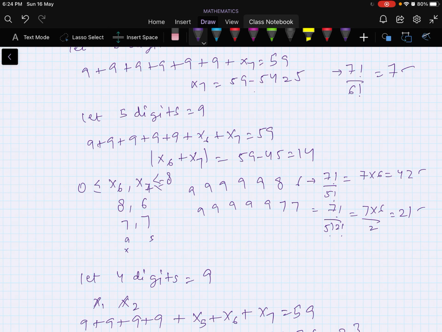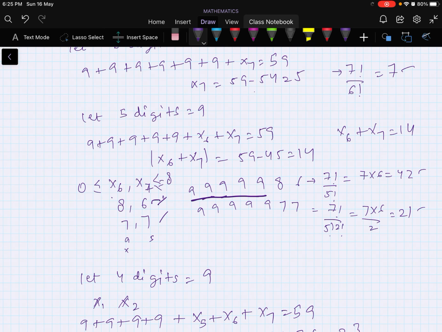Now assume that there are only 5 digits whose value is 9. So 9 into 5 equals 45. Suppose x6 and x7 have a maximum value up to 8. Then 59 minus 45 equals 14, so x6 plus x7 must equal 14. How many integral values are possible here? The maximum they can go up to is 8, so 8 and 6 is one solution, and 7 and 7 is another solution. If we go less, say one value equals 5, then the other has to be 9, or 4 and 10, which are not allowed. So these are the only solutions: the other digits are 8 and 6. By the rule of permutation, 5 are identical items here, so 7 factorial upon 5 factorial equals 42.